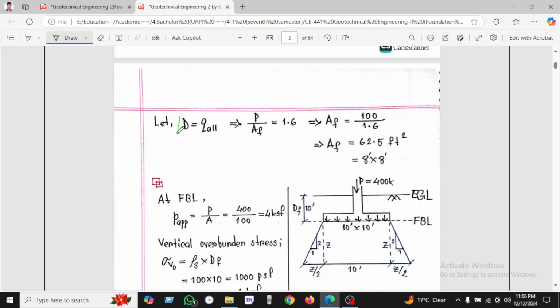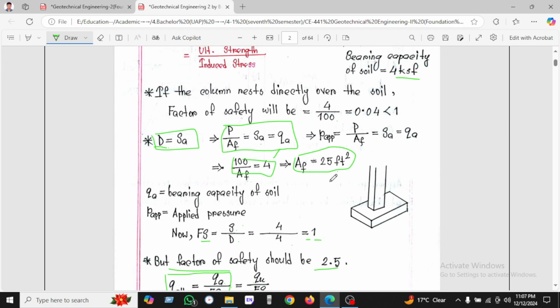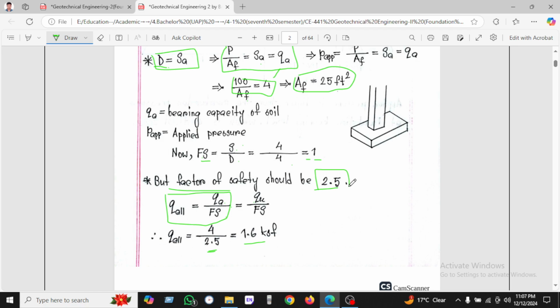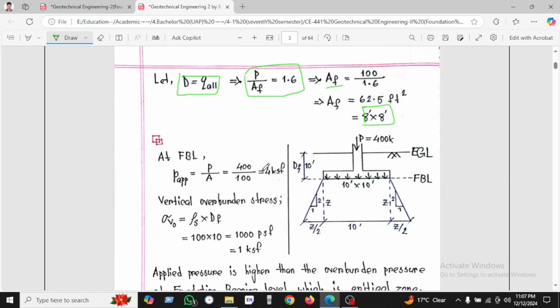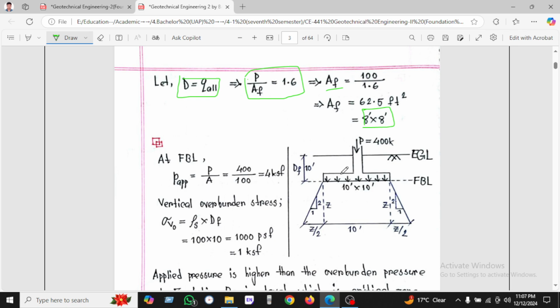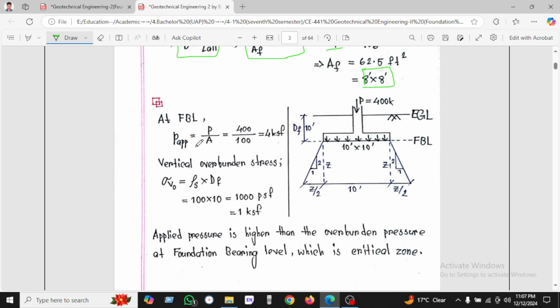So now we are putting this demand divided equal to supply. Demand equals force by area, and supply is 1.6, and consequently we have found the area of footing is 62.5, which is 8 feet by 8 feet. This is for a factor of safety of 2.5. Okay, so let's see an example.